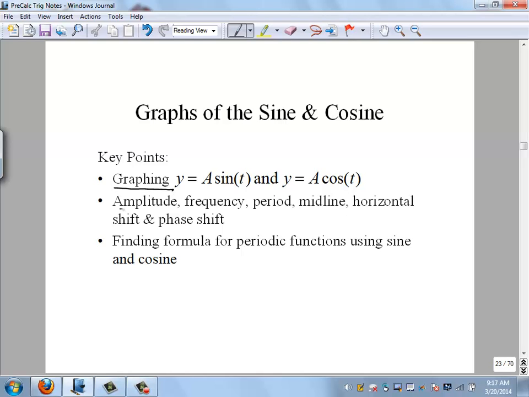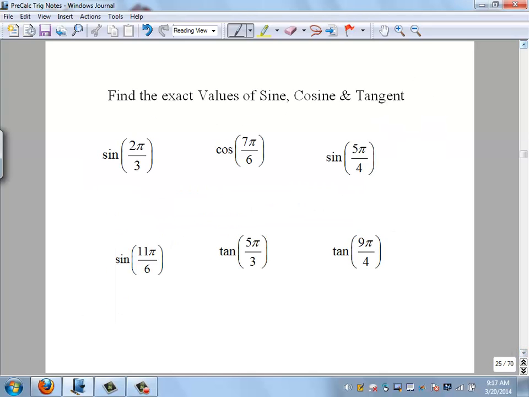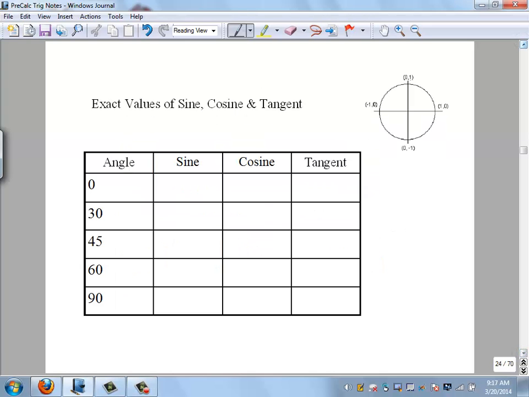We're going to again talk about amplitude, frequency, period, and midline, and we're going to add on to that horizontal shift and phase shift, but that will be a different video. We are going to look for formulas for the periodic functions using sine and cosine. So I don't really ask you to find tangent graphs at all, but we will talk about the tangent function. Okay, so let's fill in the exact values.